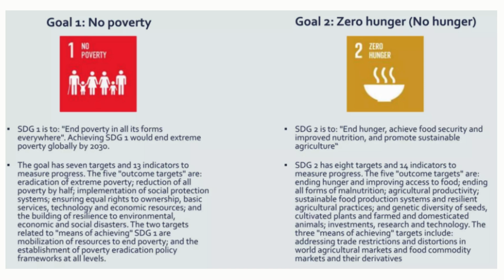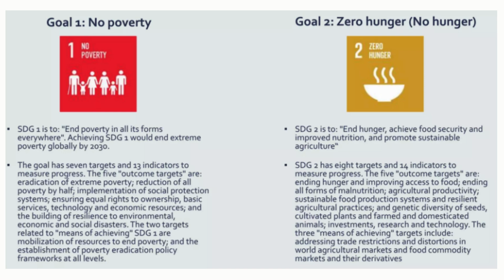Now let's discuss goal number 2, which is zero hunger or no hunger, which is related to goal number 1. SDG 2 is to end hunger, achieve food security, improve nutrition, and promote sustainable agriculture. SDG 2 has 8 targets and 14 indicators to measure progress.